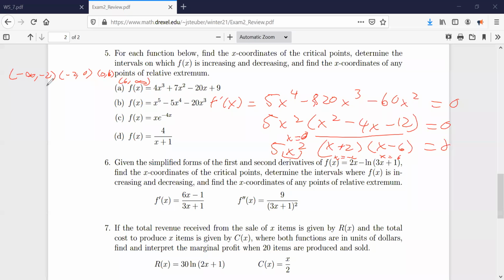So let's plug in values into this. So if I plug in, let's say -10 as a test value, then I would be dealing with 50,000 here, minus 2,000, or sorry, 20,000, right?